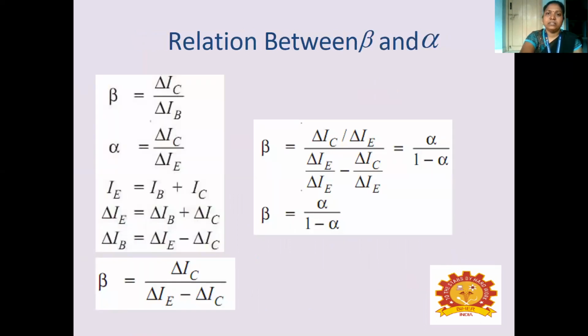Here we know what alpha is and what beta is. Alpha is the current amplification factor for the common base and beta is the current amplification factor for the common emitter. Now we will see the relationship between beta and alpha. Beta is equal to del IC by del IB, which we already derived from the common emitter, and alpha is del IC by del IE, derived from the common base, and we already know that IE is equal to IB plus IC.